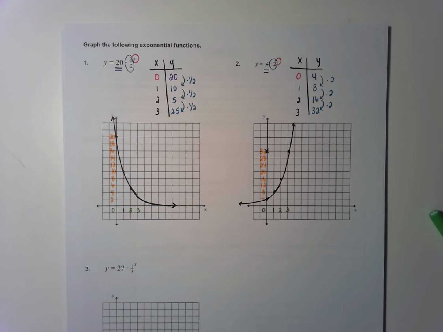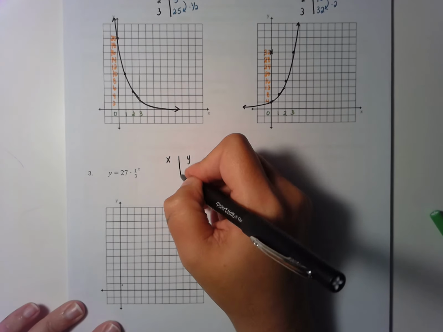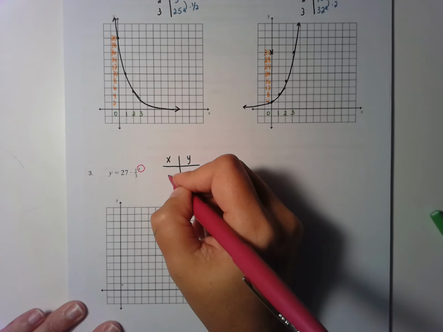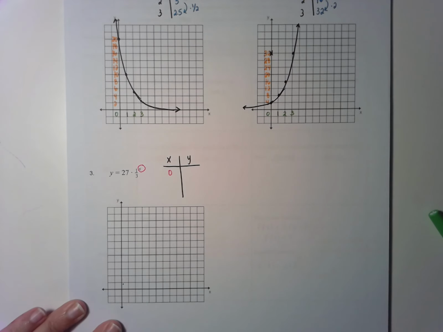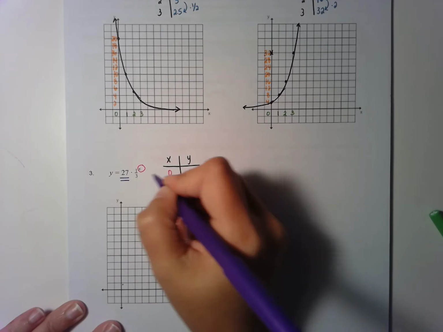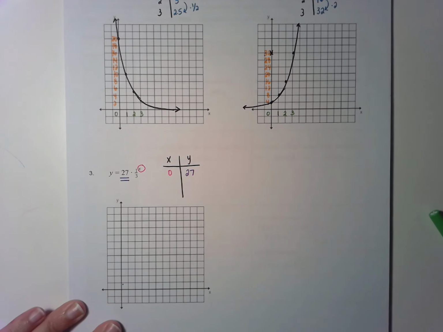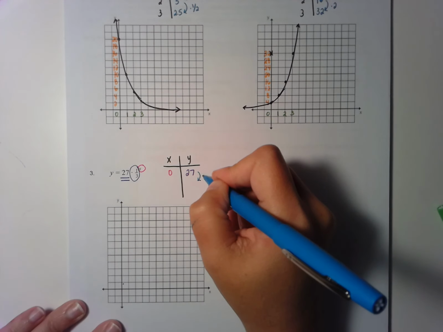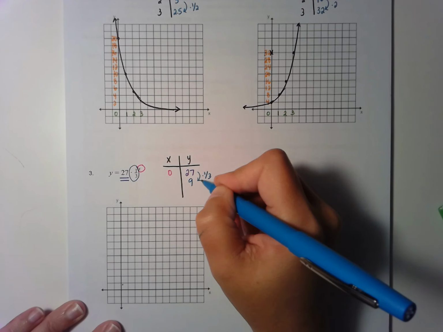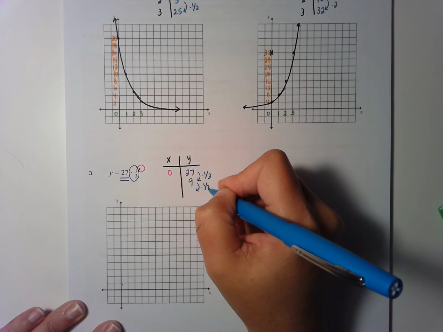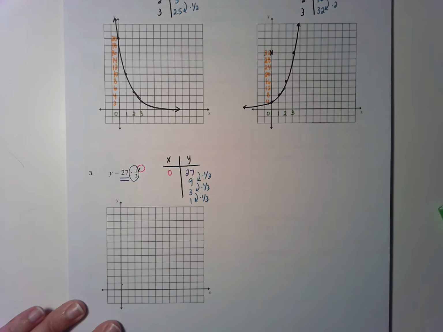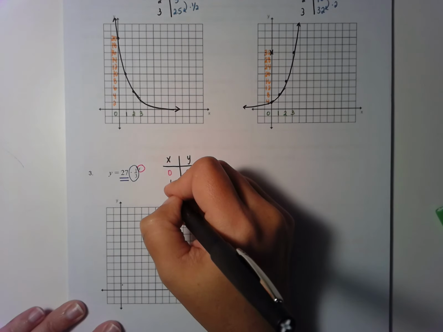And finally, for problem number 3, I'm going to make my XY table because I do think that that's the easiest way to graph these. My starting x is going to be 0 because my x did not get adjusted to get back to 0, so it must have started at 0. My starting y is 27, and my pattern is going to be times 1/3. So 27 times 1/3 is 9, times 1/3 again is 3, times 1/3 again is 1, and my x's will be 1, 2, and 3.